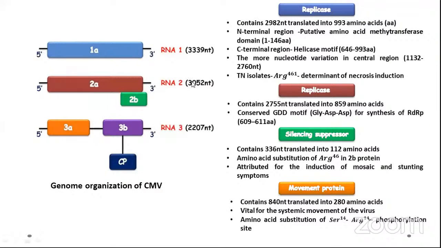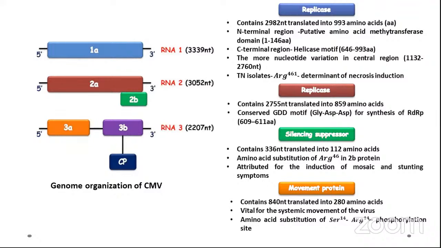This is the genome organization of CMV, from the complete genome sequencing. CMV is a tripartite, single-stranded RNA virus. Based on the sequencing, RNA1 was determined to comprise 3.3 kb, RNA2 3 kb, and RNA3 2.2 kb. RNA1 encodes the 1A protein, a replicase protein, which contains 2 kb and is translated into 993 amino acids. The N-terminal region has the methyltransferase, determined up to 146 amino acids, and the C-terminal region has the helicase motif.